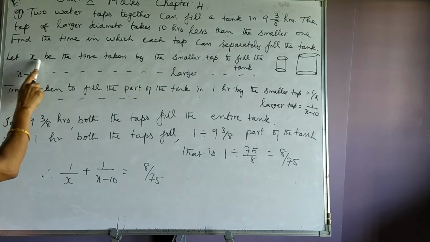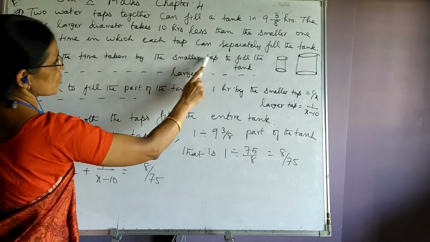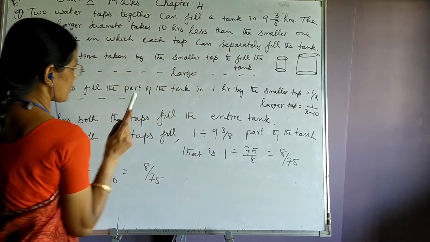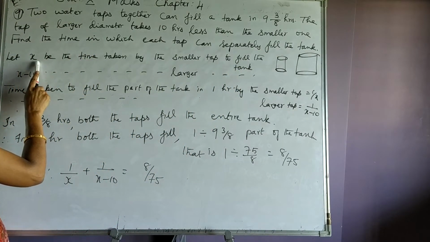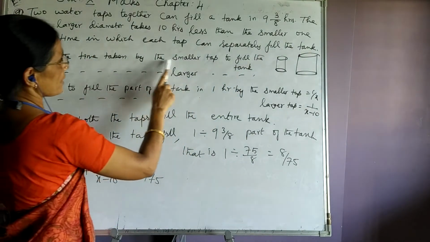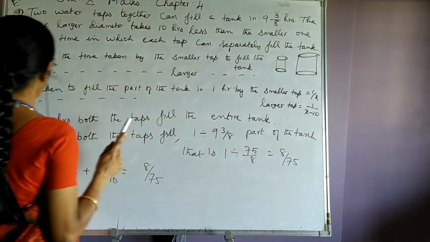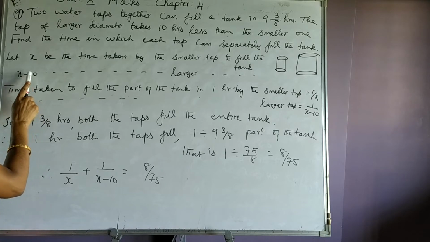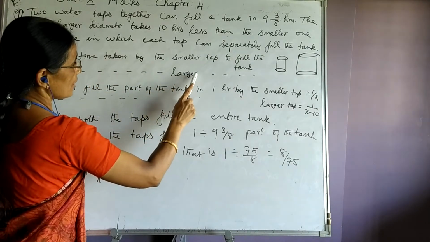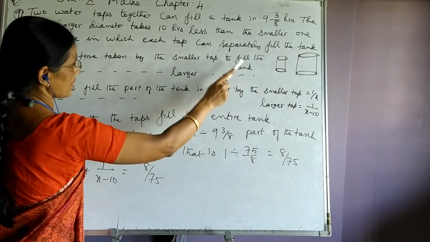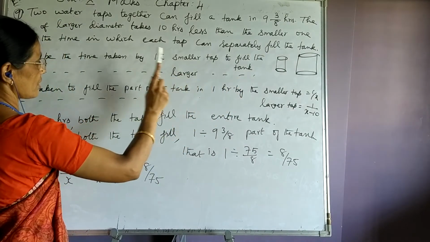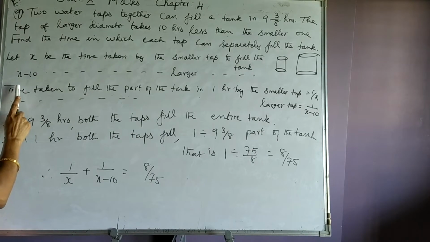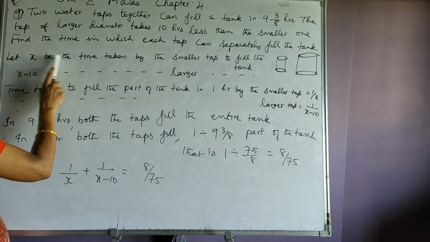Okay. So let x be the time taken by the smaller tap to fill the tank. So we have taken x as the time taken by the smaller tap to fill the tank. The larger tap takes 10 hours less. Therefore, x minus 10 is the time taken by the larger tap to fill the tank. The first one is smaller, the other one is larger. This is filled in x hours.